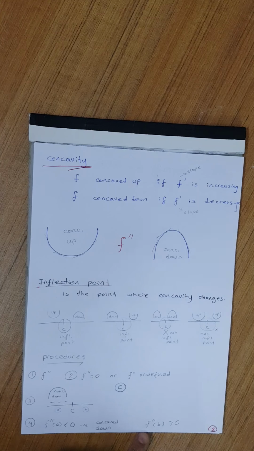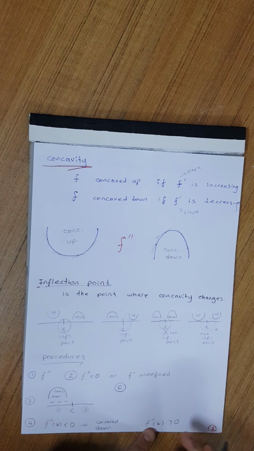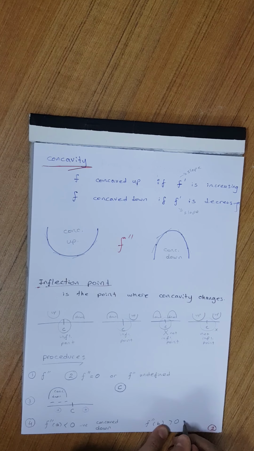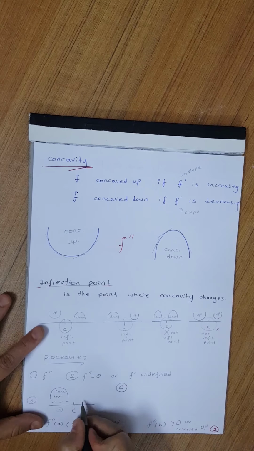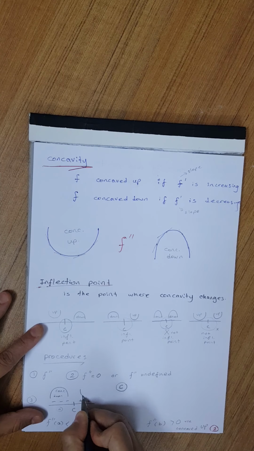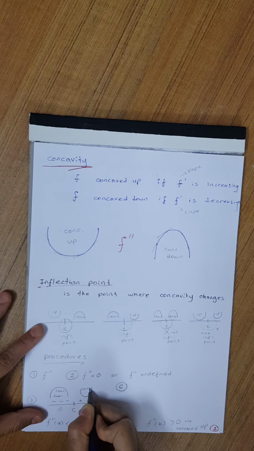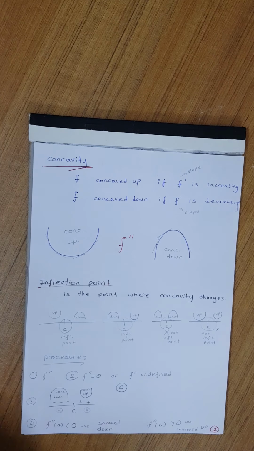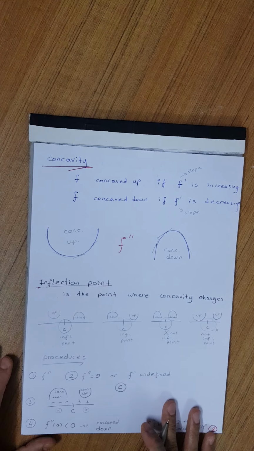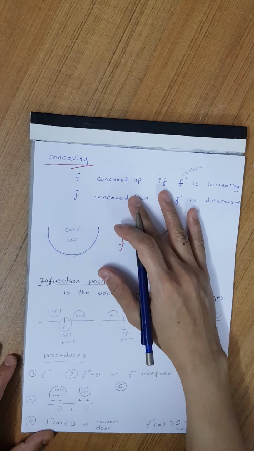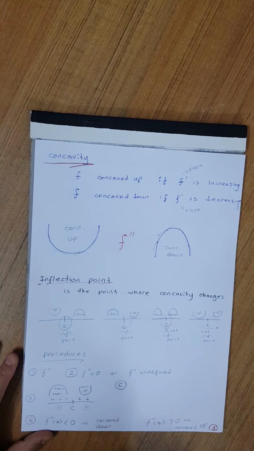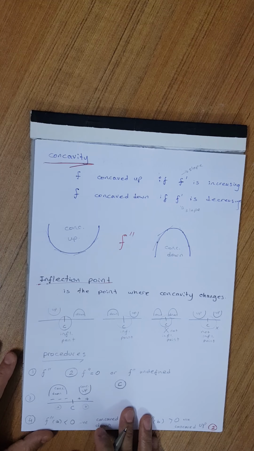If I put B in the second derivative of the function and I get something positive, then I say that the function is concave up here. So I get positive numbers here and it is concave up. That's the procedure of finding concavity of a function using the second derivative of the function.